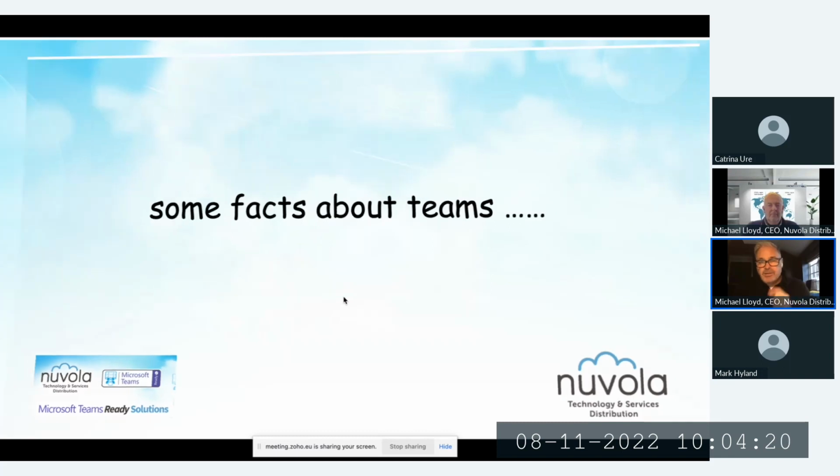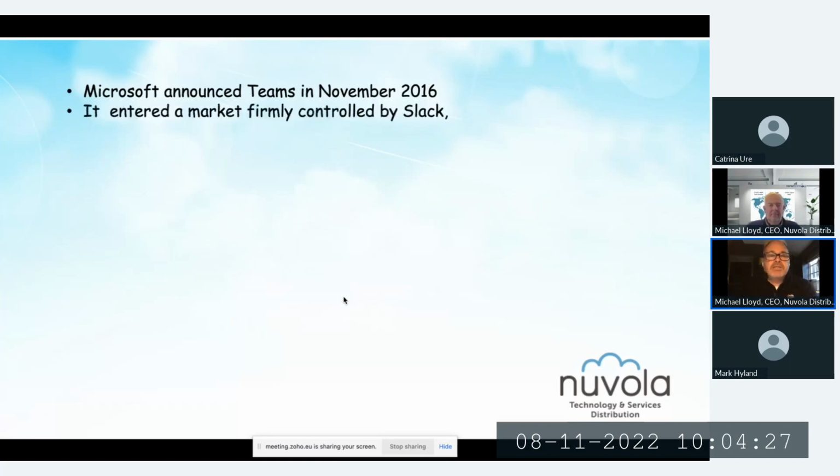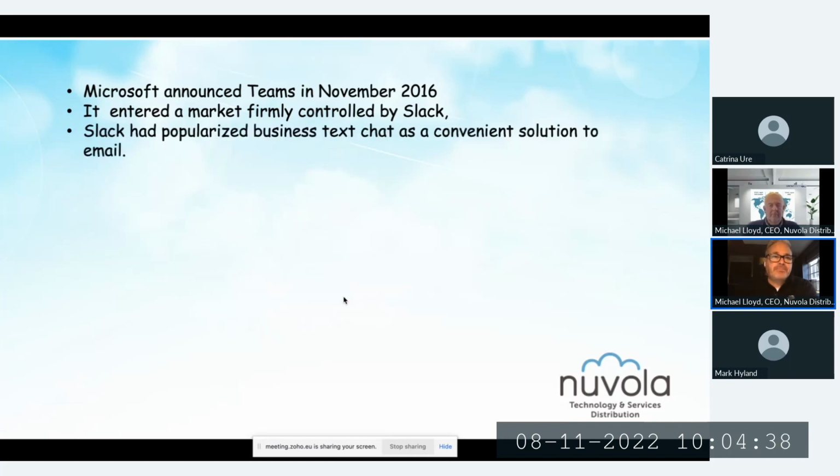Just some quick facts about Teams. I'm sure everyone uses it at one stage or another. Teams was announced in 2016, but at that time Slack was a key player, and certainly the market leader. What Slack had done was make text chat the way to move forward. You know, email probably in 5-10 years time will not be as prominent. It will be text chat, and certainly with the next generation, that's how they, as we all know, talk.